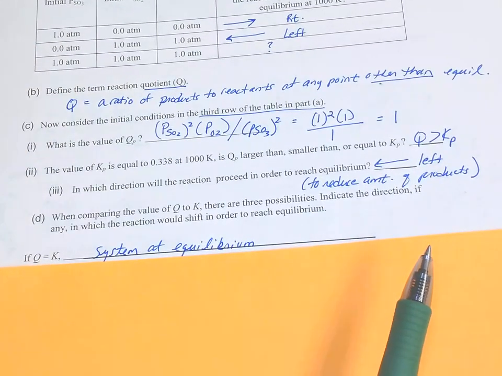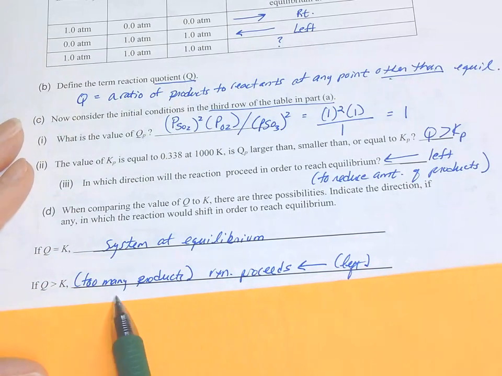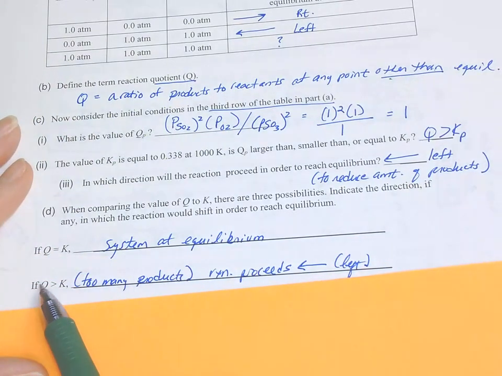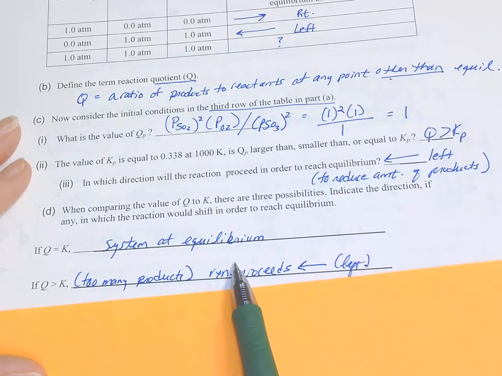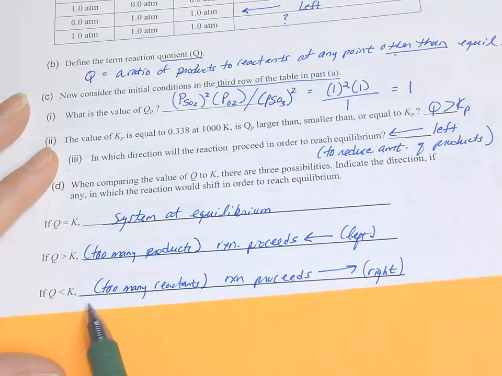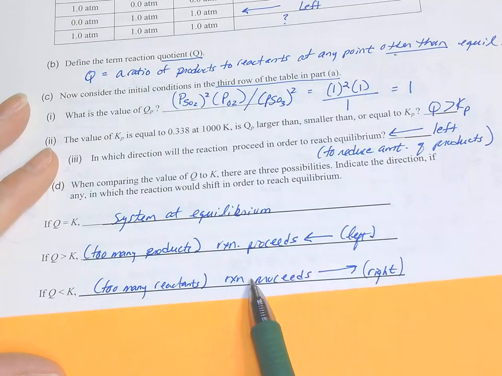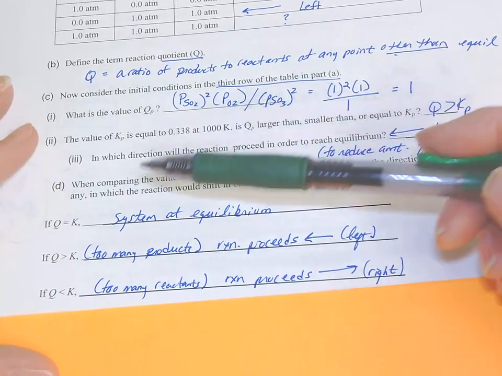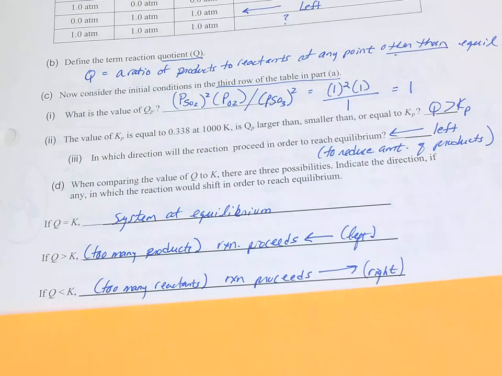So you have 3 scenarios. You could be at equilibrium. You could have too many products, which means right now your Q is greater than your K, so you're going to need to shift to the left to use up some of those products and establish equilibrium. If your Q is less than your K, it means you have too many reactants or not enough products, so your reaction will shift to the right to make more of their products. So the purpose of finding Q is to determine the shift in your equilibrium.